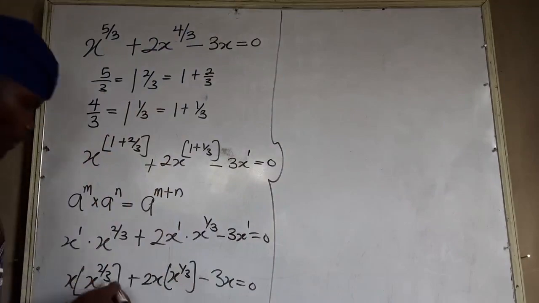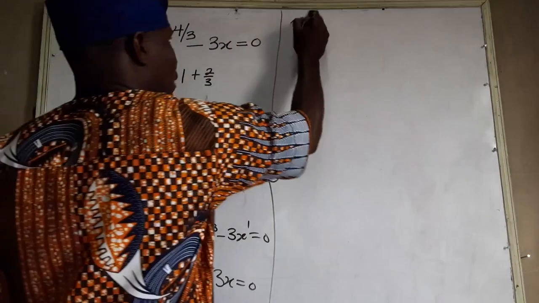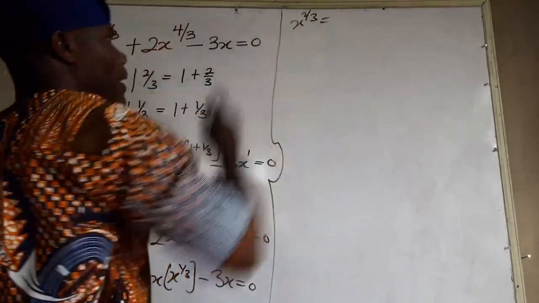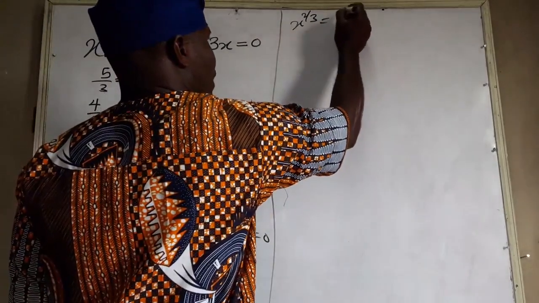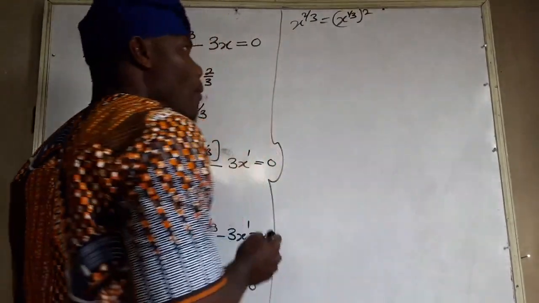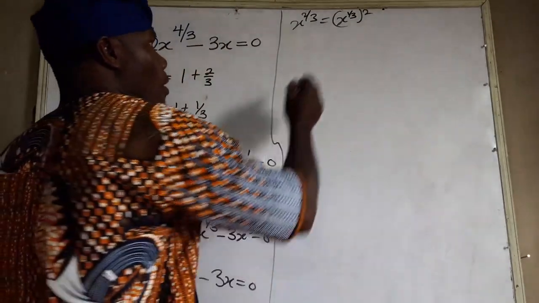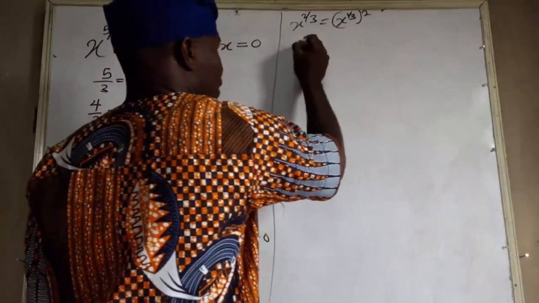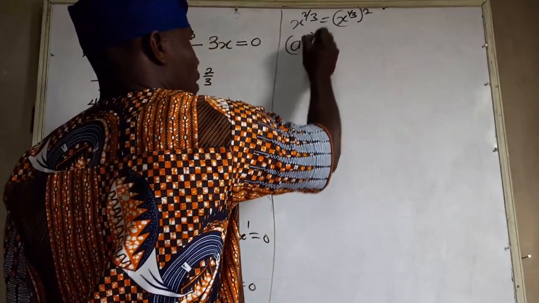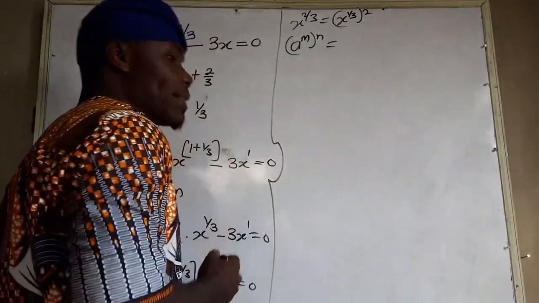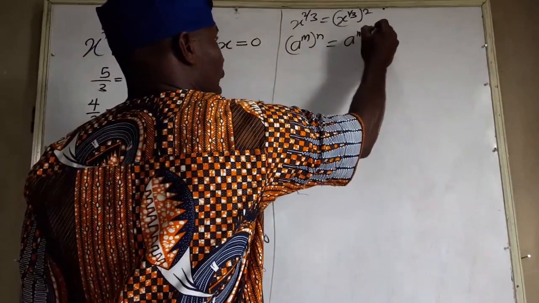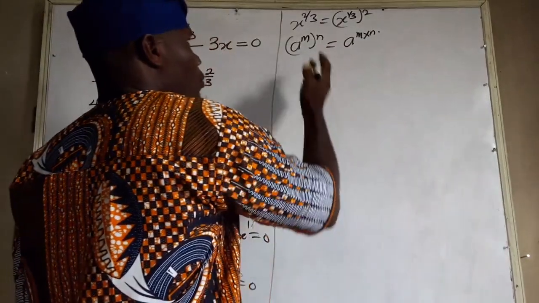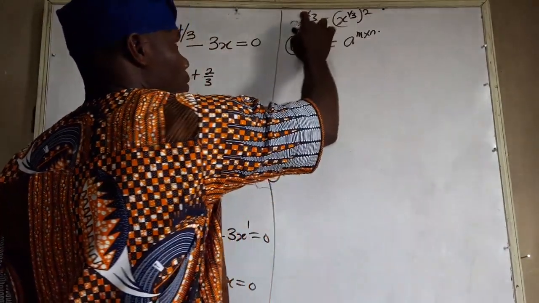Let's try to expand x raised to power 2 over 3. We can expand this to have x raised to power 1 over 3 all squared. But we can still remember a law, which lets us know that a raised to power m, at the same time raised to power n, that is the power rule, which is a raised to power m times n. So let us know that this times this will surely give us this.